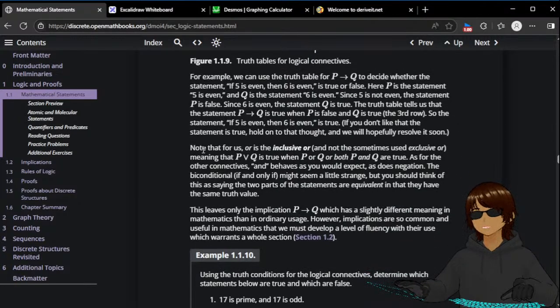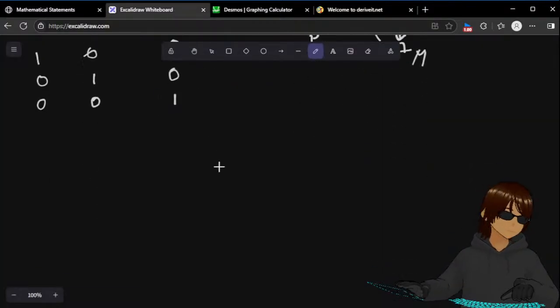Now that for us, or is inclusive or, and not the sometimes used exclusive or, meaning P or Q is true when P or Q or both P and Q are true. Okay, so there is the normal or and exclusive or.